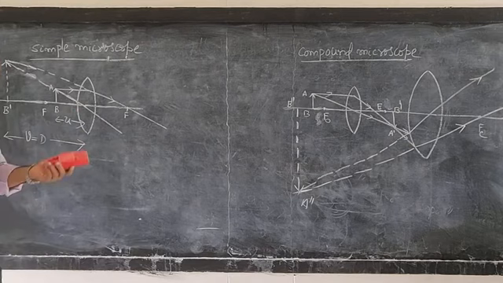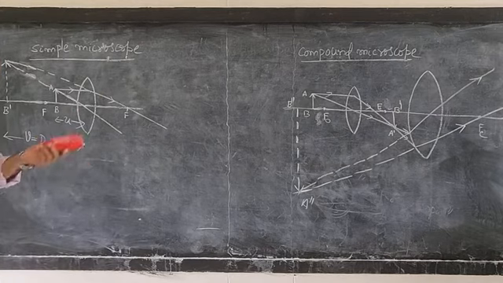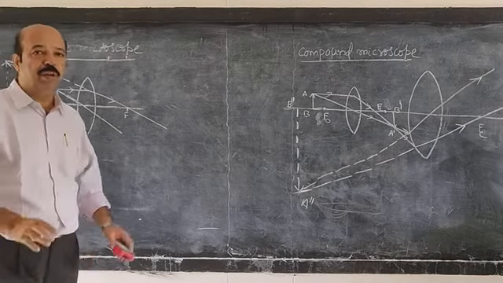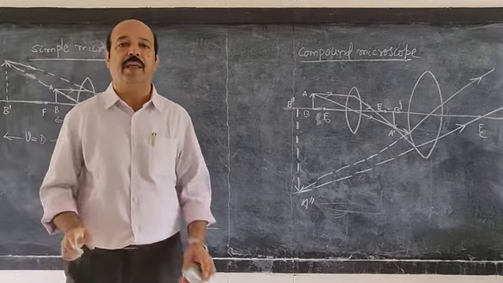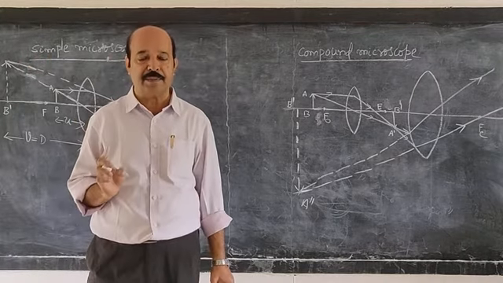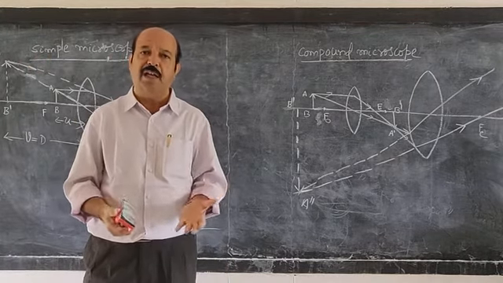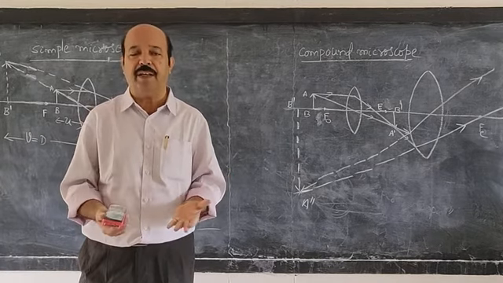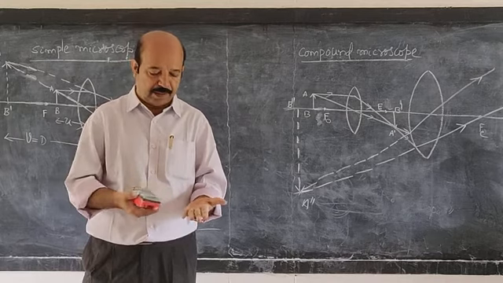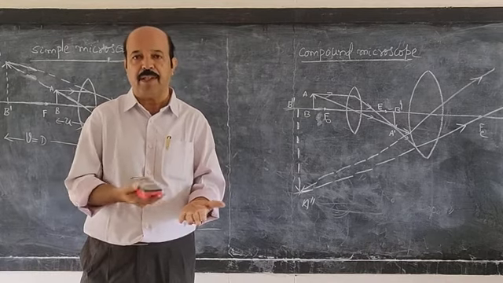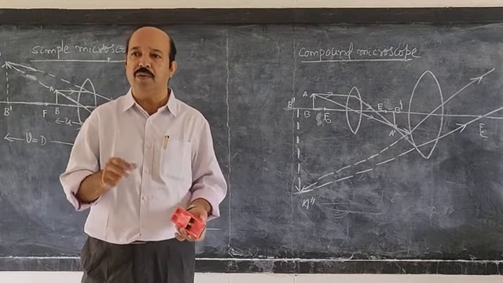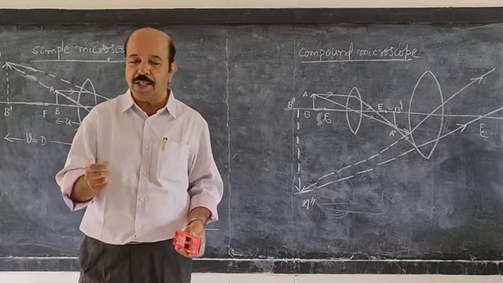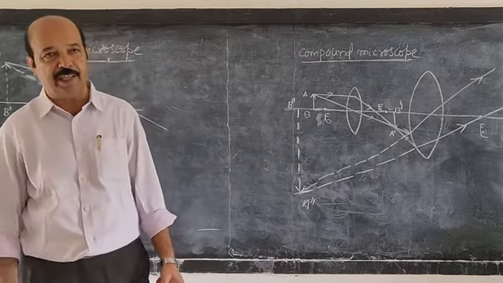Now we will discuss the simple microscope, and later we will discuss the compound microscope. A simple microscope is nothing but a magnifying glass. A palmist uses this magnifier to read the lines that are present on the palm, and similarly, to see microfilms or very small objects, we use a magnifying glass.